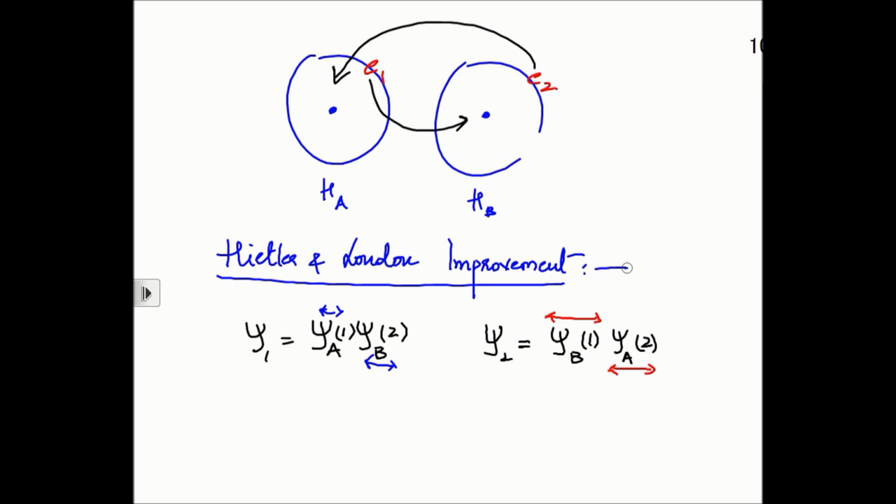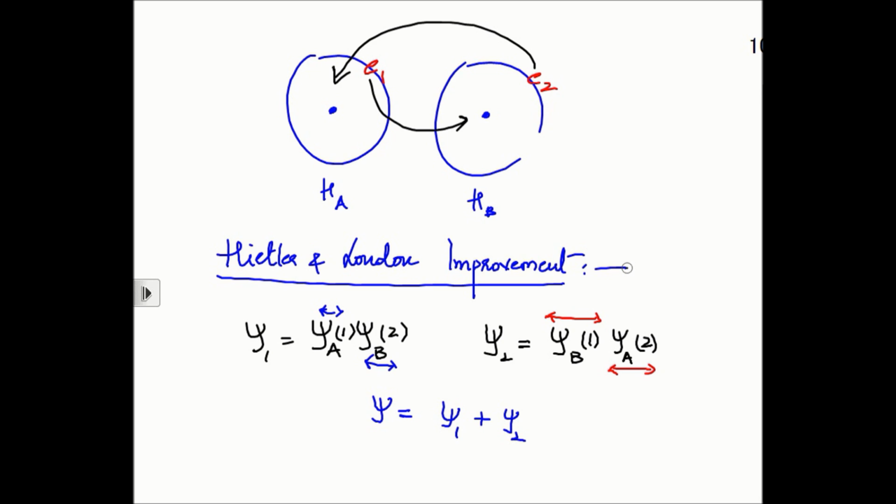Are they both equally likely? They are both equally likely, right? So therefore I'm not going to put a weight factor in front of it. I'll come to that a little later. So I can now say that the total wave function should be psi 1 plus psi 2, right?